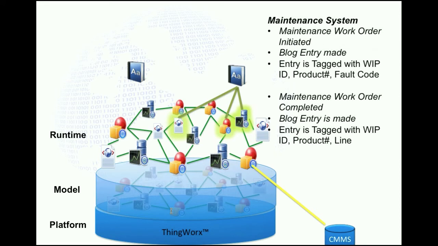So the next activity, the maintenance system would get a work order initiated from ThingWorx. A blog entry would be made, or a comment to that blog entry would be made indicating this is when the maintenance work order was initiated. These entries would be tagged with WIP ID, product number, fault code, etc. Once the maintenance work order was completed, another blog comment would be made, again tagged with this information.